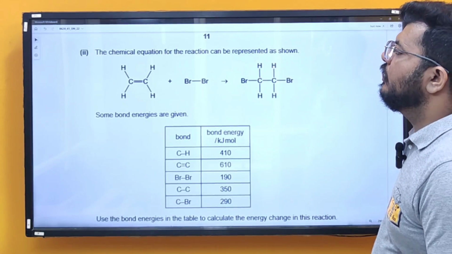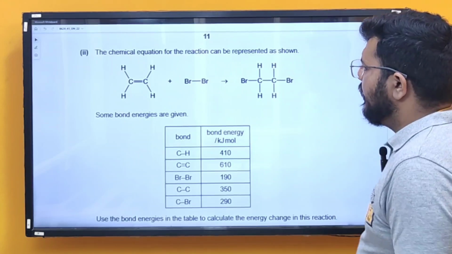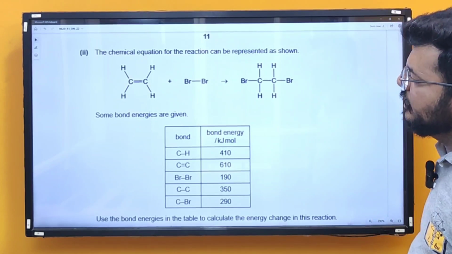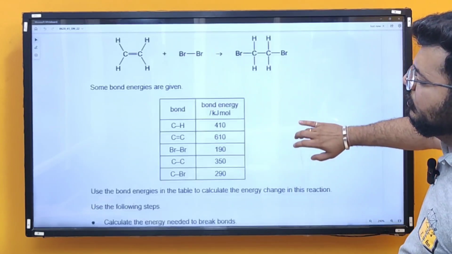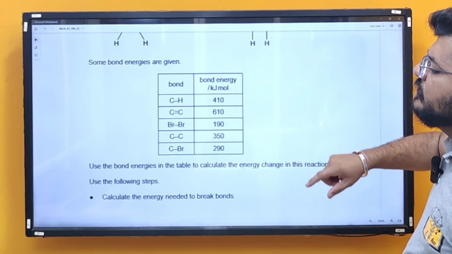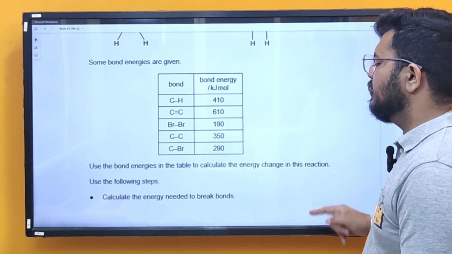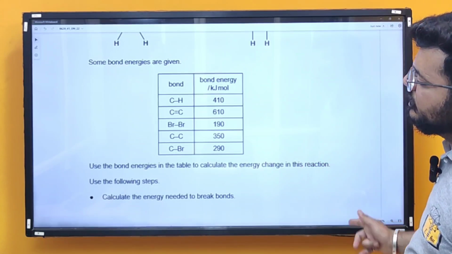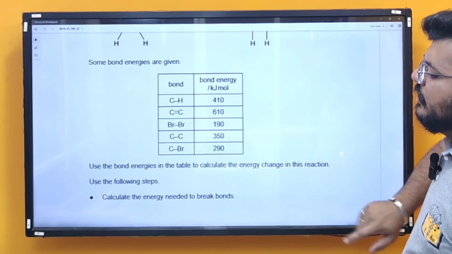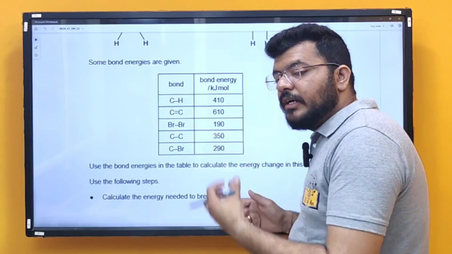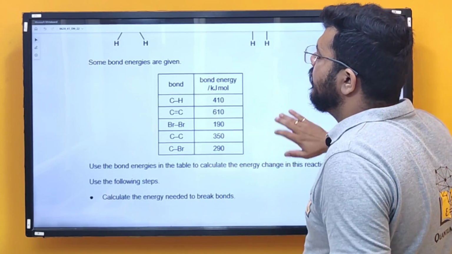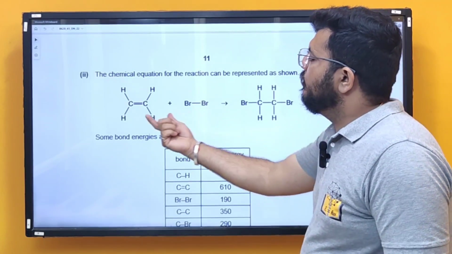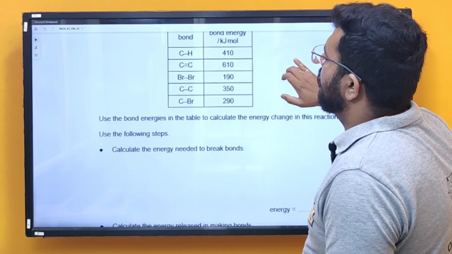Then we have the chemical equation for the reaction represented as C double bond C, a lot of H, bromine, and so on. Bond energies are given. Use the bond energies in the table to calculate the energy change in this reaction. Use the following steps. Now what happens? You require energy when bonds are broken. So calculate the energy needed to break bonds. What bonds are broken? Bromine-bromine, and carbon double bond carbon.